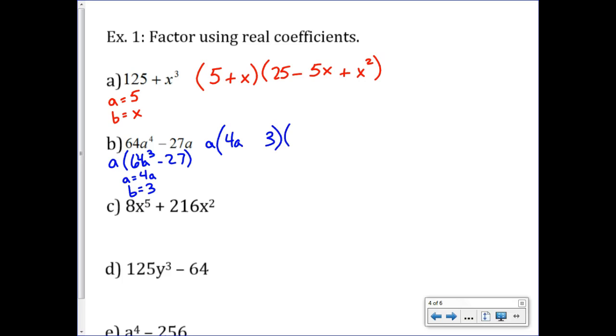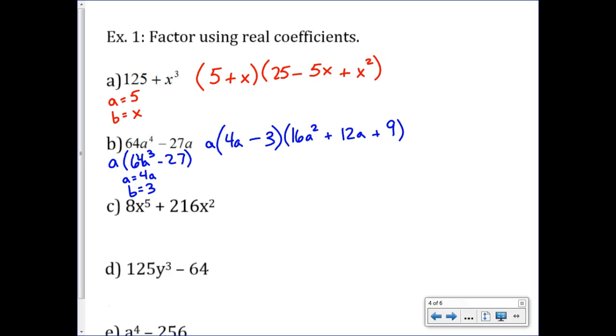Then I have 4 squared is 16a squared. Then I have 4a times 3, so I have 12a. And then I have 3 squared, which is 9. Same sign, opposite sign, always positive. That's how I fill that in. The a still has to stay out front.